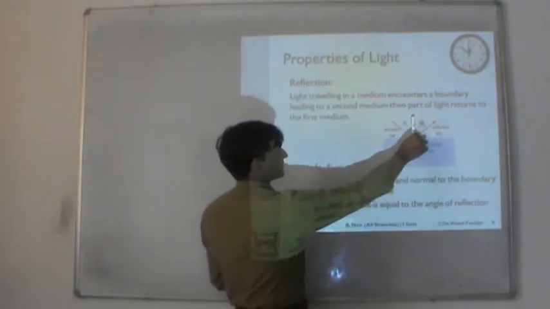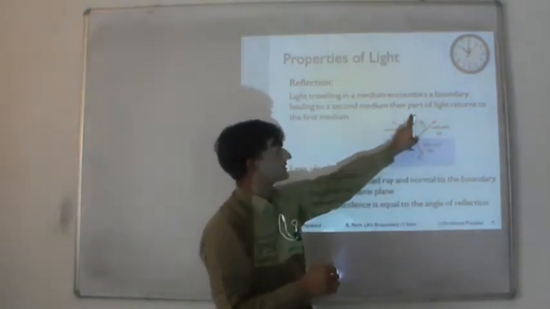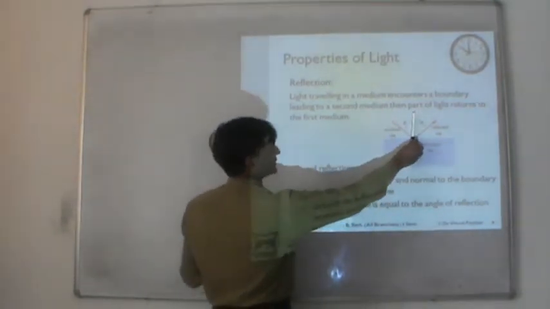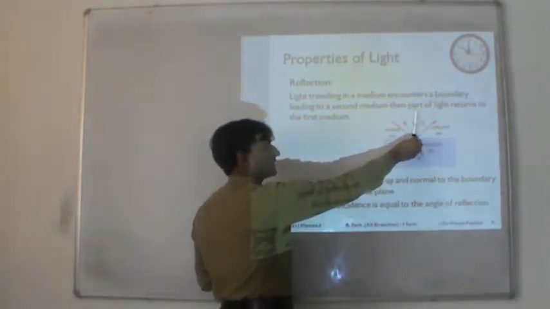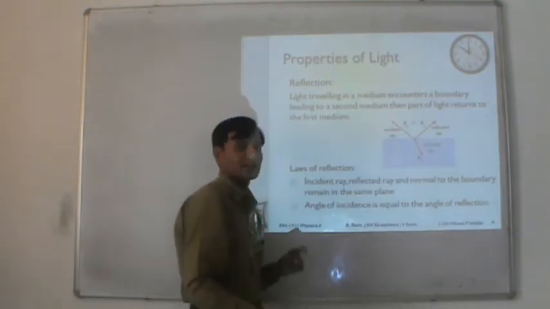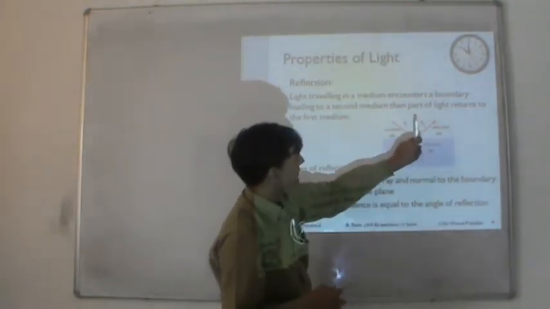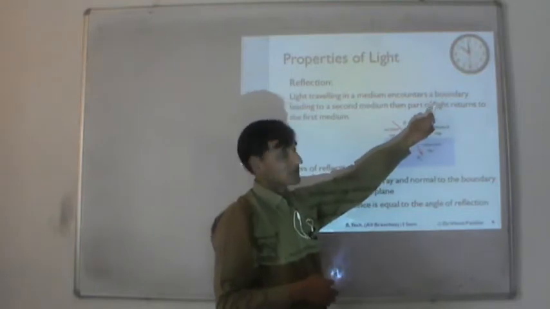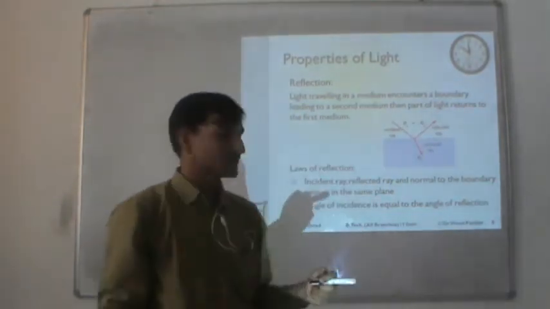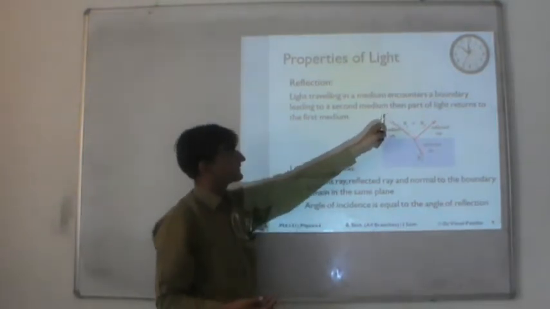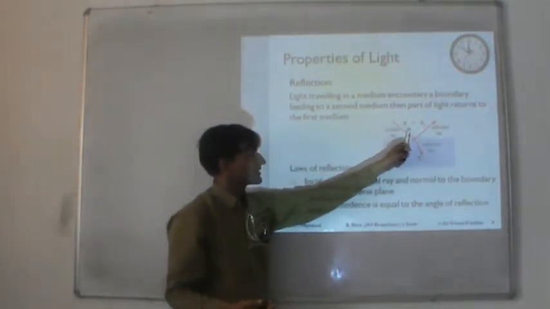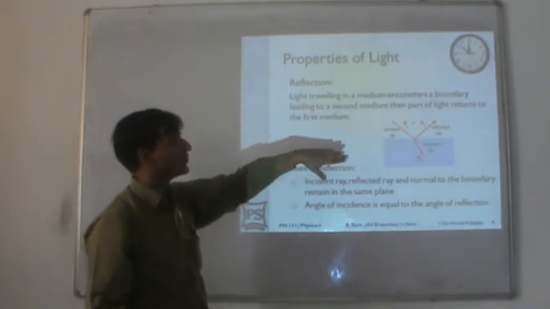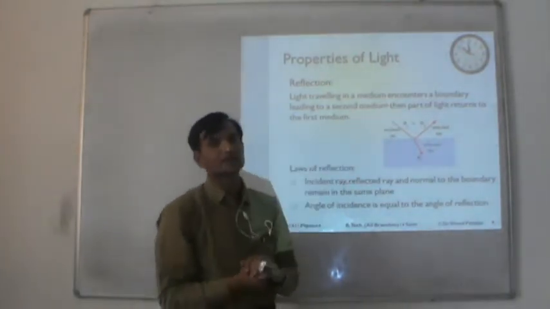There are certain ways to measure the properties of reflection, and you need certain quantities. So we define a normal to the surface here, which is a very thin dotted line, probably not visible on the slide, but there is a normal. This is the incident ray, and this is the reflected ray. There are certain laws always followed by this phenomenon. The first law is that the incident ray, the reflected ray, and the normal to the surface all lie in the same plane, so they don't go out of the plane in any case.